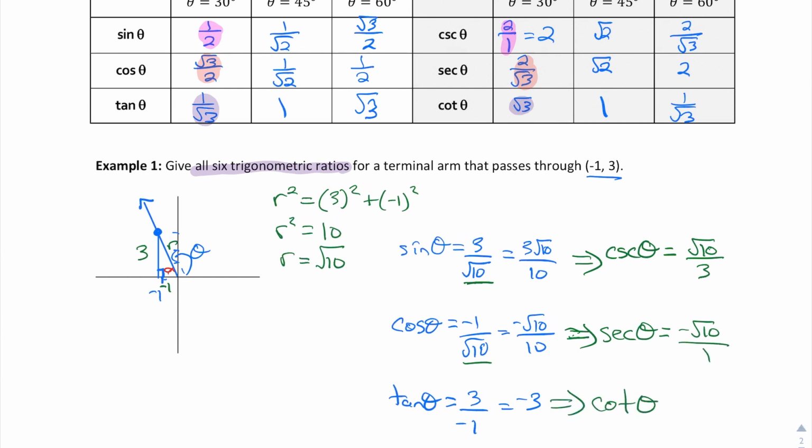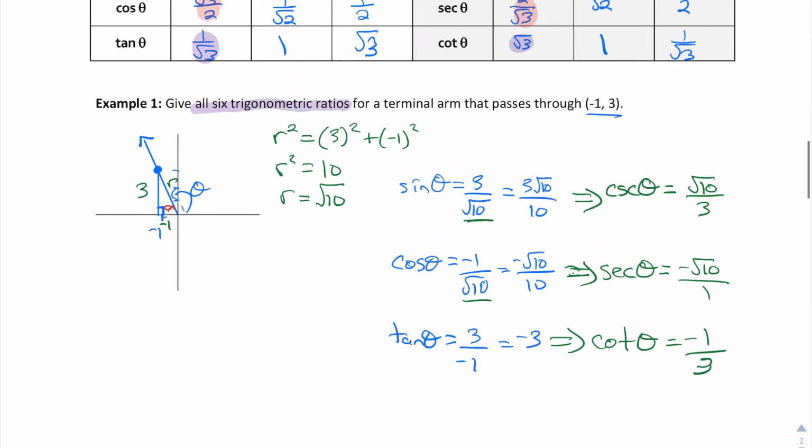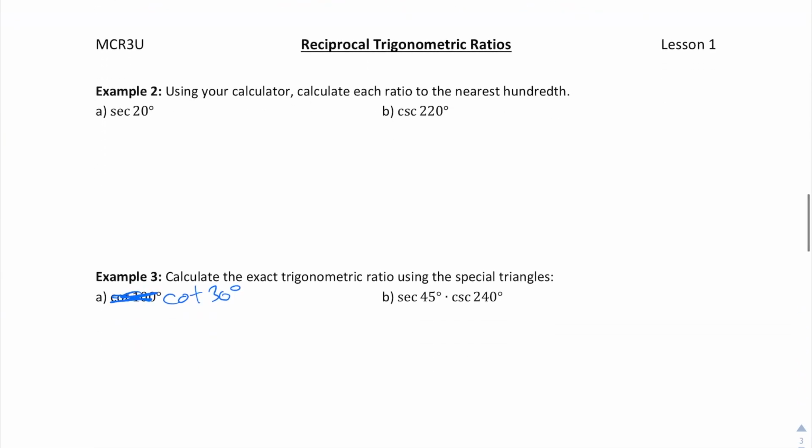And then the last one, cotangent, becomes, instead of -3 over 1, I've got -1 over 3. And there's my 6 primary trig ratios, or 6 trig ratios that we're going to use. So again, nothing really new other than adding this last step of putting these 3 reciprocals in.